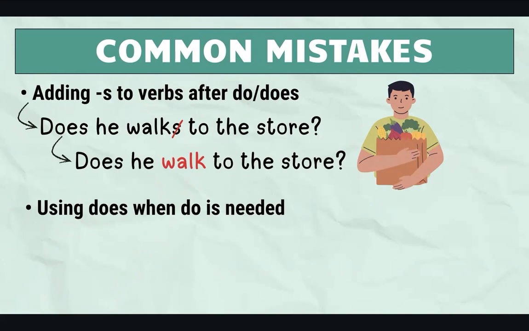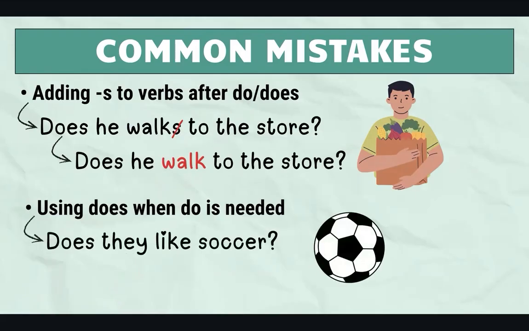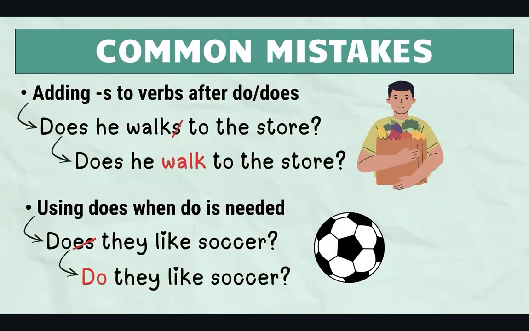Another common mistake is using does when do is needed, or vice versa. For example, does they like soccer? We chose the wrong form of the auxiliary verb here. It should be do. Do they like soccer? We use do because they is not third person singular.